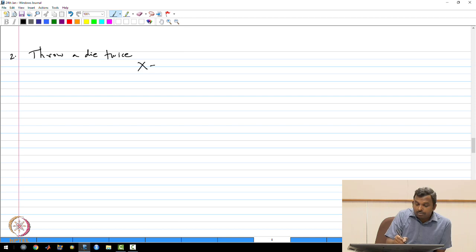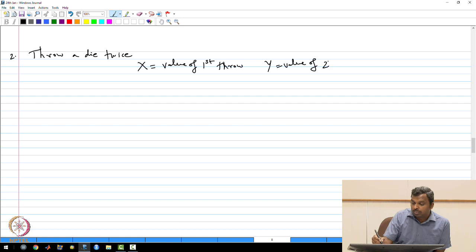So I'll say x is the value of the first throw, y is the value of the second throw. Remember, x and y are both independent. They take values from 1 to 6 with uniform probability, and the joint PMF is also simply the product. So the joint PMF is just 1 by 36 for all the pairs of possible values.